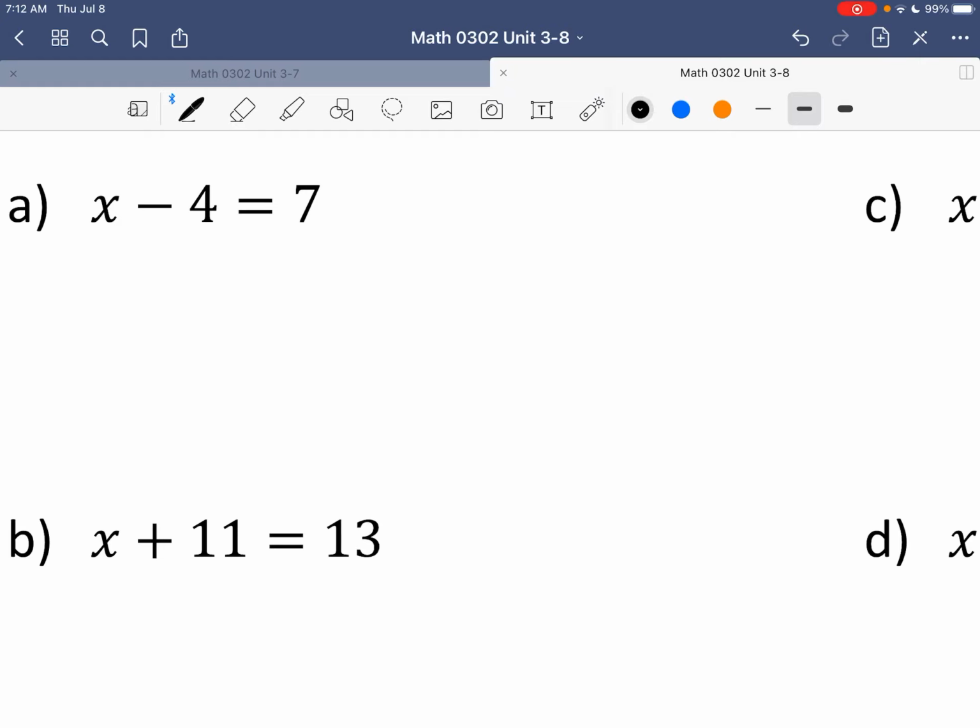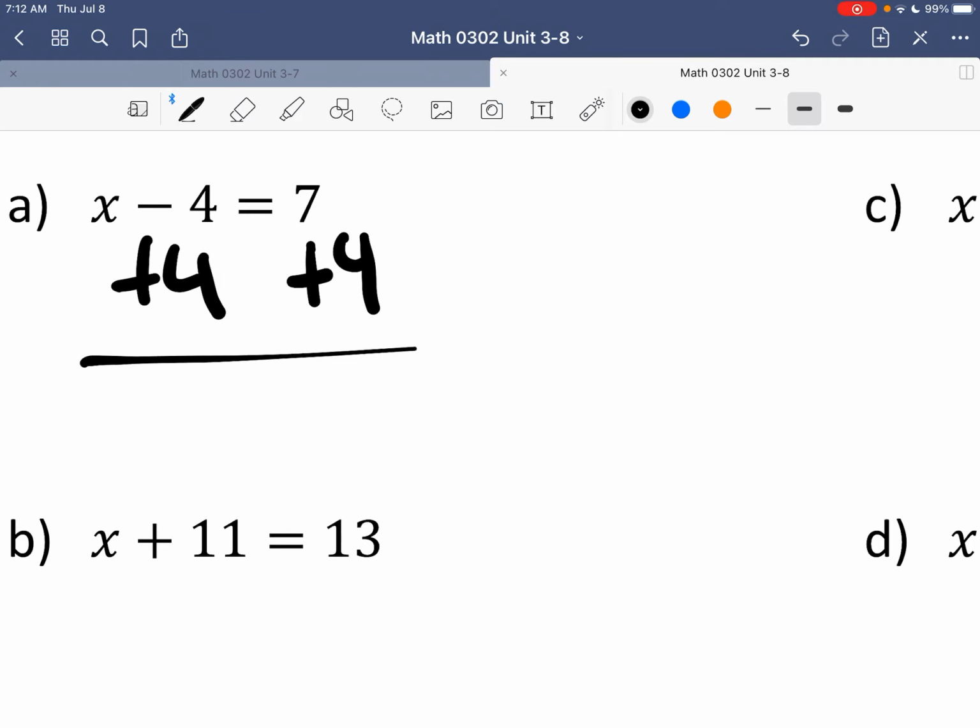So what do we want to do here? Because we have a minus sign here, we want to use the addition property to add a number to both sides of the equation such that the variable x will be by itself. We have a minus 4 here, so let's go ahead and add a 4 to both sides of the equation.